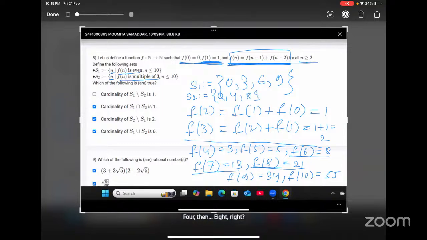So what is S1 union S2? Apart from 0, 3, 5, union 0, 3, 4, 6, 9, 4, 8. So there are 6 items, so the cardinality is 6. Is it fine? Okay, now I understand.